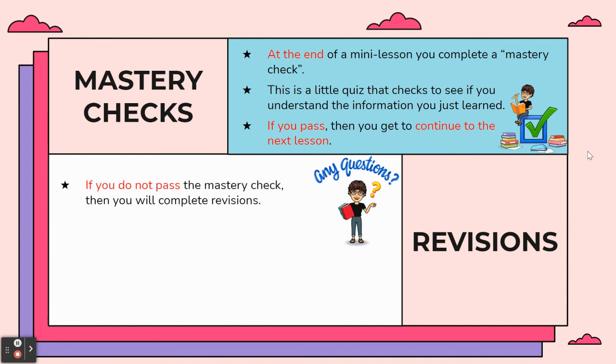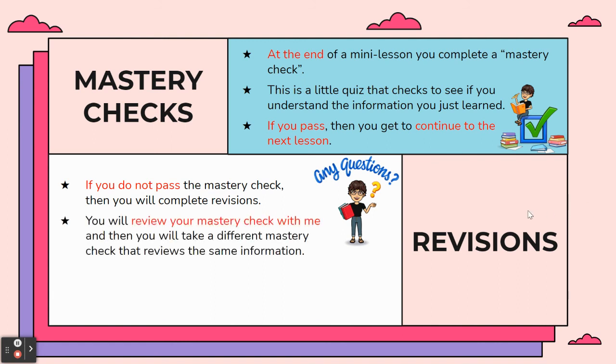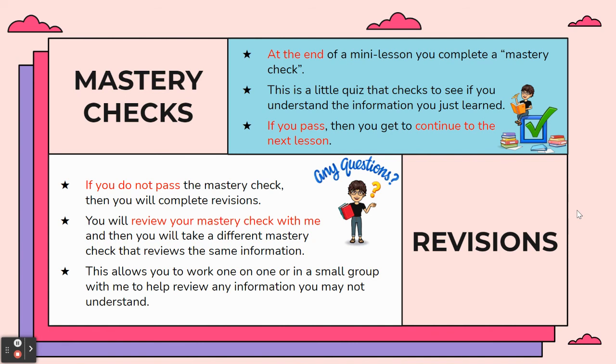All right, so if you don't pass a mastery check, that's totally okay. This just means that you need a little bit more help understanding the information. There's nothing wrong with that. So if you do not pass the mastery check, then you will complete something called revisions. You will review your mastery check with me, and then you'll take a different mastery check that reviews that same information. This allows you to work one-on-one with me, or maybe in a small group with a few other students, to help review any information you may not understand.